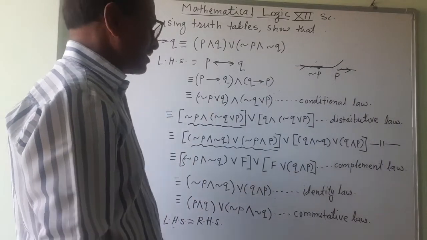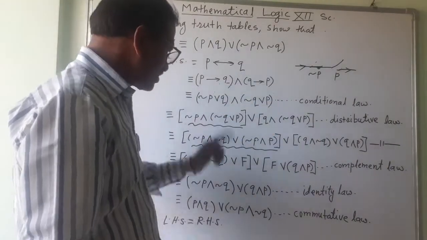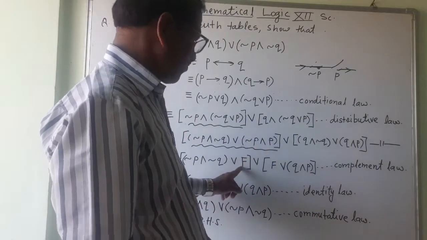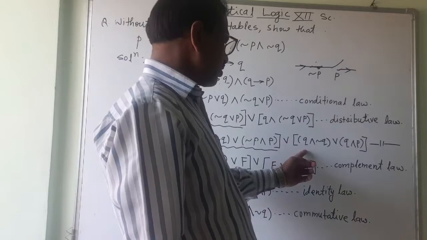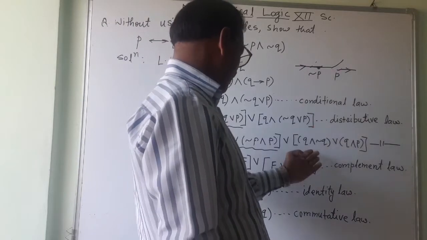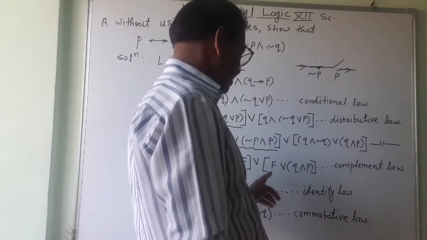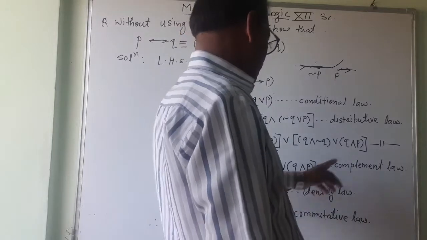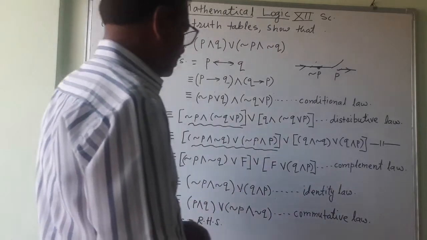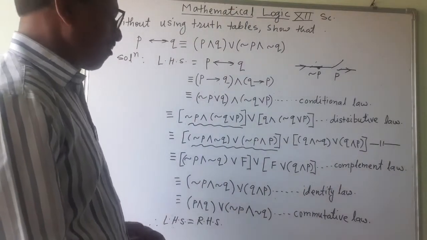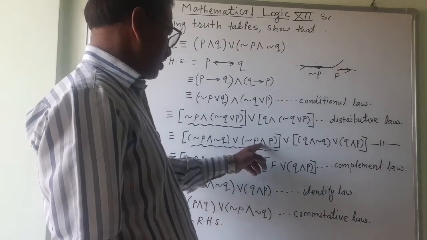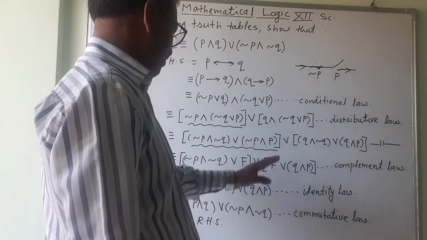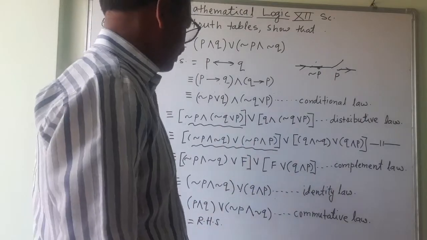In any case, current will not pass. That's why negation P and P is false. Or this is also Q and negation Q, same way, that is also false. Or as it is. That is the complement law. What is that complement? Negation Q and negation P and P, F, like that.